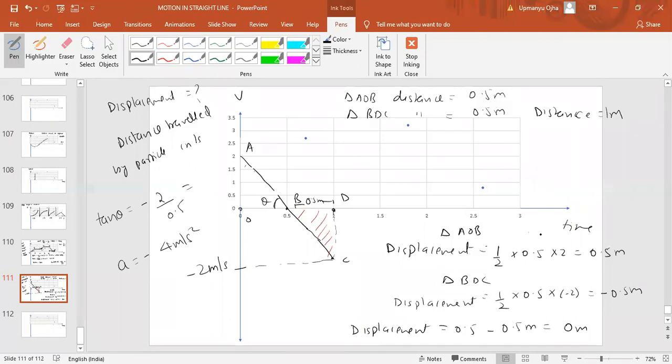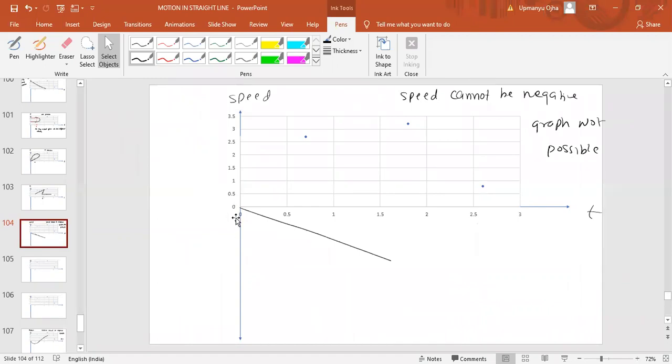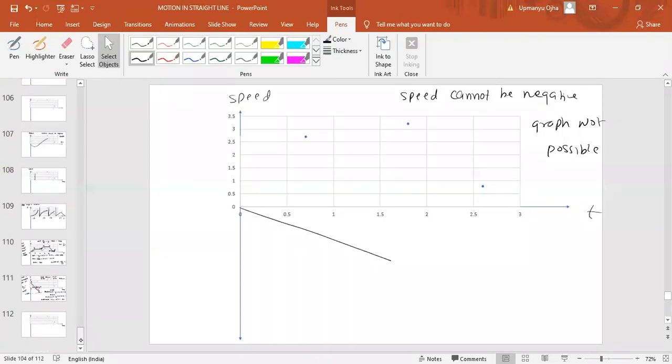It is not a speed time graph, it is a velocity time graph. I clearly mentioned this. If it was a speed time graph, then this graph would not have been possible itself. A speed time graph is very easy. I told you, speed cannot be negative. So if I draw the speed time graph like this, it is not possible because this represents negative speed. So negative speed is not possible for us.